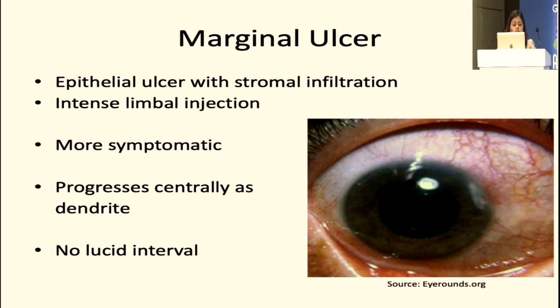Coming to marginal ulcers, the epithelial ulcer will be associated with stromal cellularity or stromal infiltration because of intense adjacent limbal injection. There is absence of a lucid interval, and these, when they progress, tend to progress centrally towards the visual axis, as opposed to bacterial blepharitis-related ulcers, where the progression happens circumferentially along the limbus.